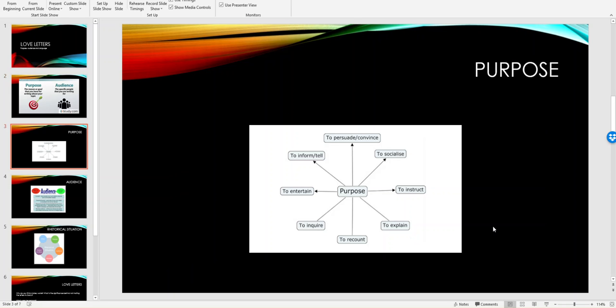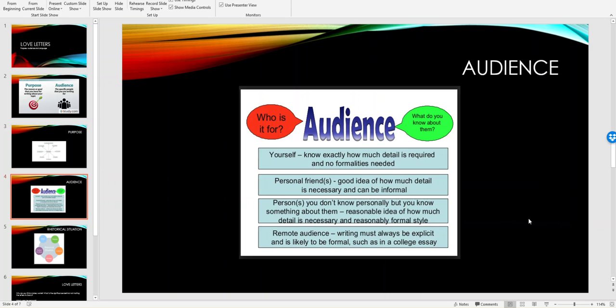Regarding Love Letters, here's a much more detailed graphic about what some of the possible purposes of writing might be. Sometimes it's just to socialize or instruct, to explain or inquire, to entertain or inform, to persuade, all the different purposes in writing.